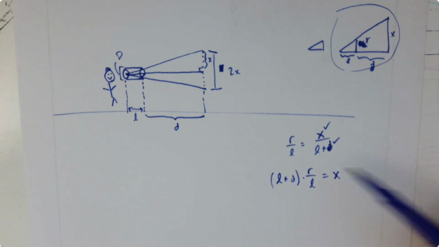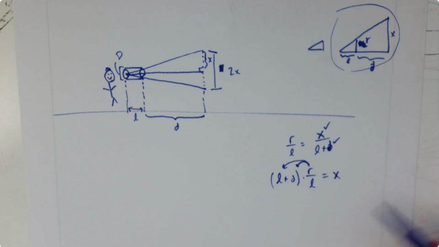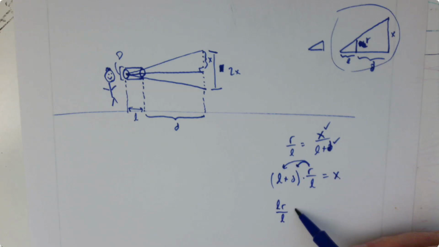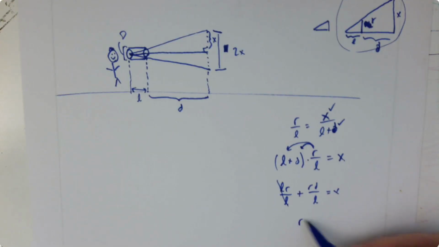Let's go ahead and simplify this one step to see if it takes on a simpler form. So I'm going to distribute this in here. So this will give us LR over L plus RD over L equals x. Here, L divides L. So I've got RD over L plus R, I just reordered those two terms, equals x.